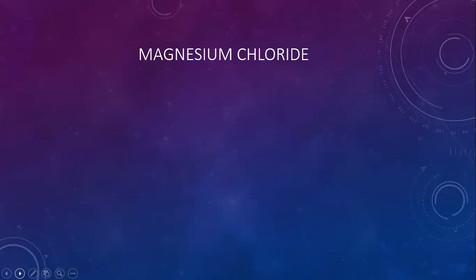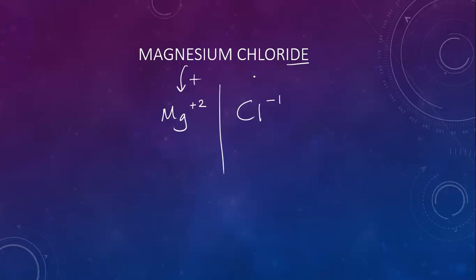Magnesium chloride. Find magnesium on the periodic table. It's close to sodium. It is magnesium, and it has a +2 charge. Chloride ends in IDE, more than likely an element, and there is an element that is close to chloride. It's chlorine, and chlorine has a -1 charge. Once again, we've got the positive, negative side.